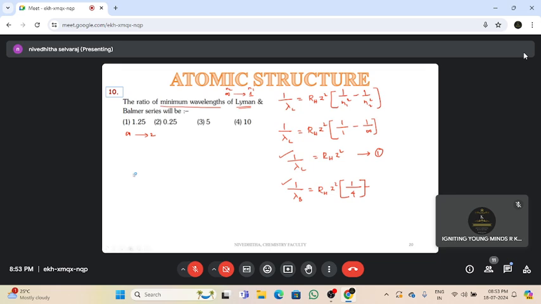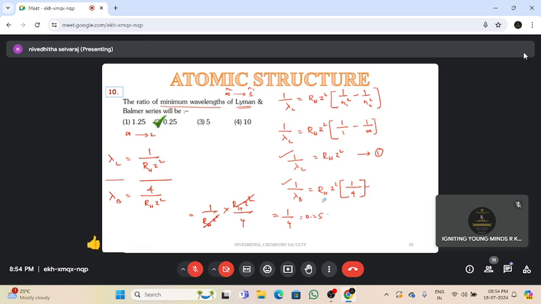You just divide and tell me, what is lambda L, which is equal to 1 by R_H Z square, right? And what is lambda B, which is 4 by R_H Z square, right? You have to divide those. What is it, Kana? 1 by R_H Z square into R_H Z square divided by 4, right? These terms will get cancelled out. So the answer is 1 by 4, which is 0.25. So the answer is option 2.